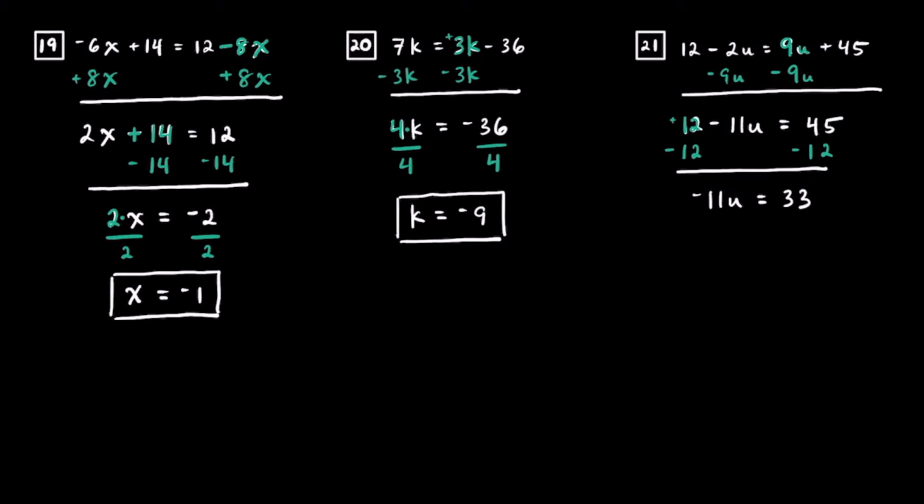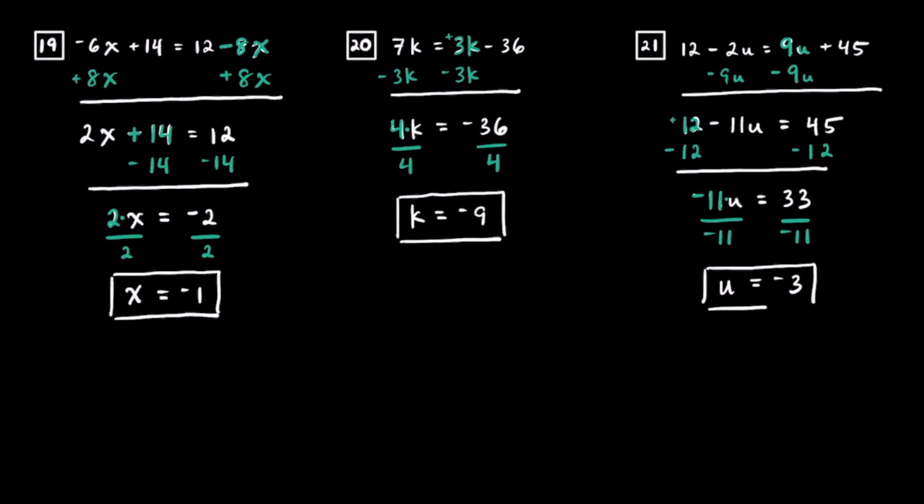We want u alone, so let's go ahead and get the coefficient to be a nice positive 1. We can do that by dividing both sides by negative 11. So negative 11 divided by negative 11 is positive 1, or positive 1u. And on the right side, 33 divided by negative 11 is going to equal negative 3.